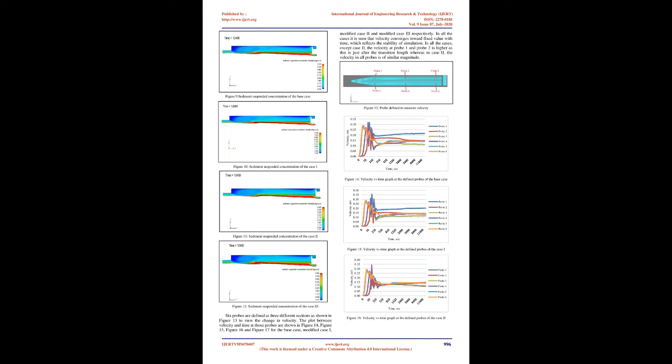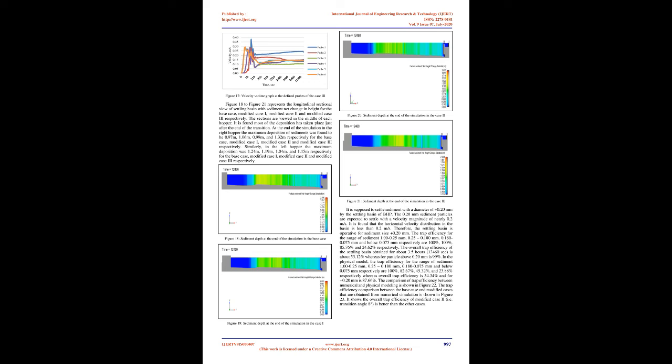6 probes are defined at 3 different sections as shown in Figure 13 to view the change in velocity. The plot between velocity and time at those probes are shown in Figure 14, Figure 15, Figure 16, and Figure 17 for the base case, modified case 1, modified case 2 and modified case 3 respectively. In all the cases it is seen that velocity converges toward a fixed value with time, which reflects the stability of the simulation. In all the cases, except case 2, the velocity at probe 1 and probe 2 is higher, as this is just after the transition length, whereas in case 2, the velocity in all probes is of similar magnitude.